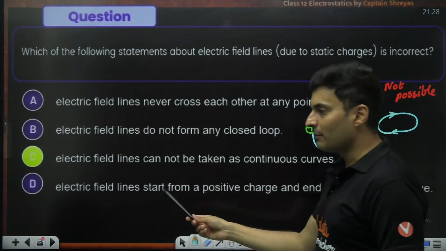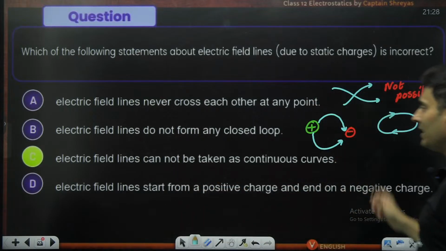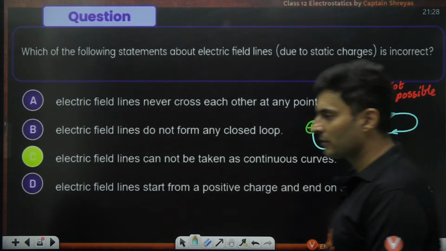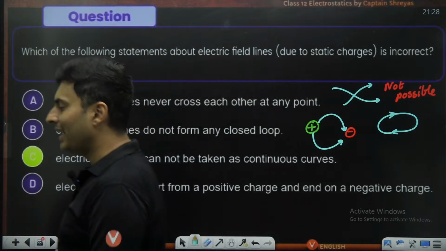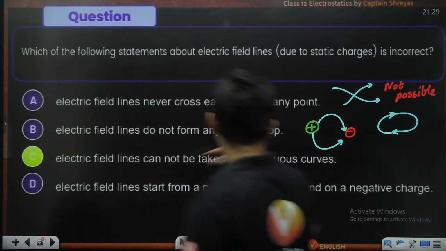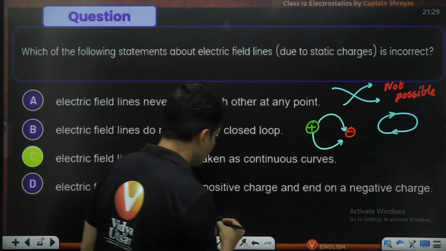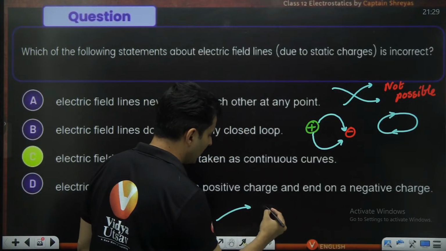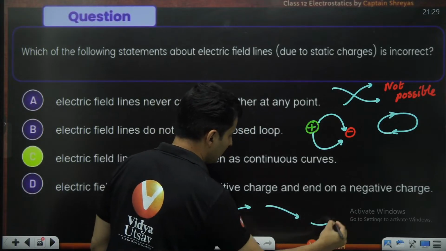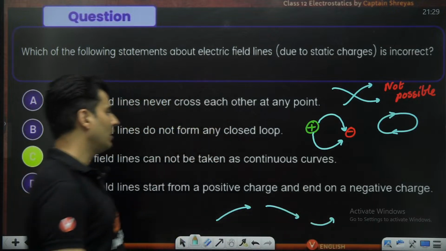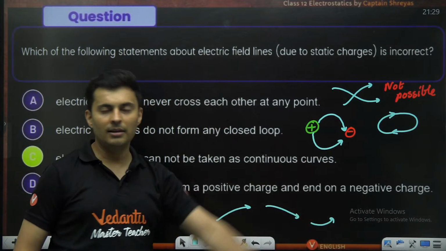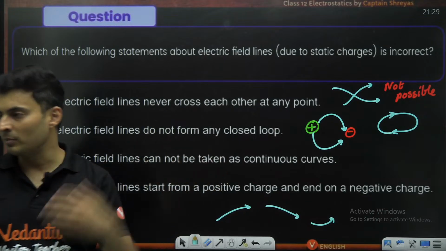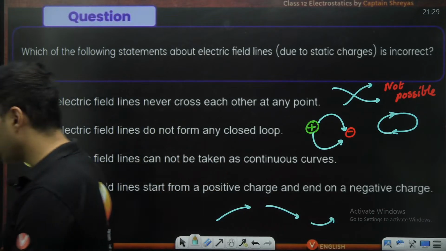What about statement C? Electric field lines cannot be taken as continuous curves. It has to be taken as continuous curves. You cannot have discontinuous curves like this. Imagine an electric field line suddenly going away and then coming back and then suddenly going like this. This is not continuous. Electric field lines will be continuous. They will not have breaks in between. So option C, very good.